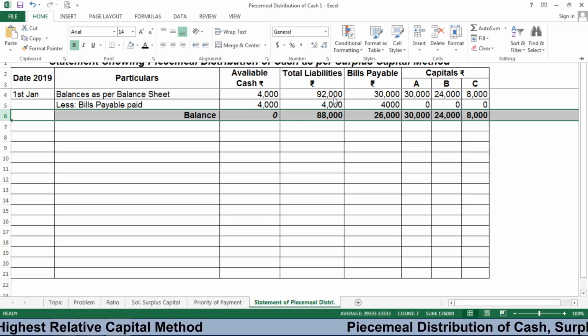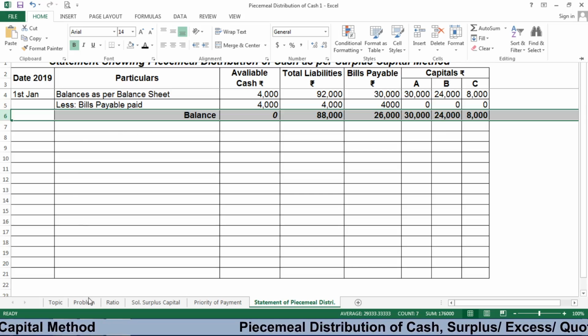Total liability was 92,000. We paid bills payable 4,000. Actually the payment is 30,000, but we have only 4,000. That's why we paid 4,000. So total liability comes to 88,000. Bills payable 30,000 minus 4,000, 26,000, and here we have not paid a single rupee.